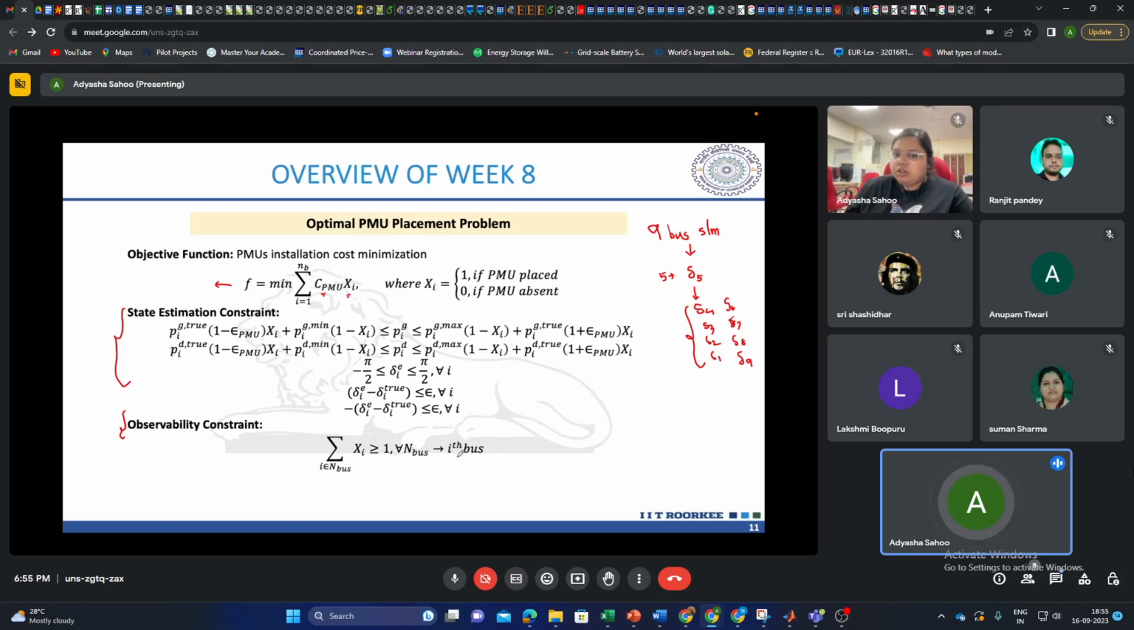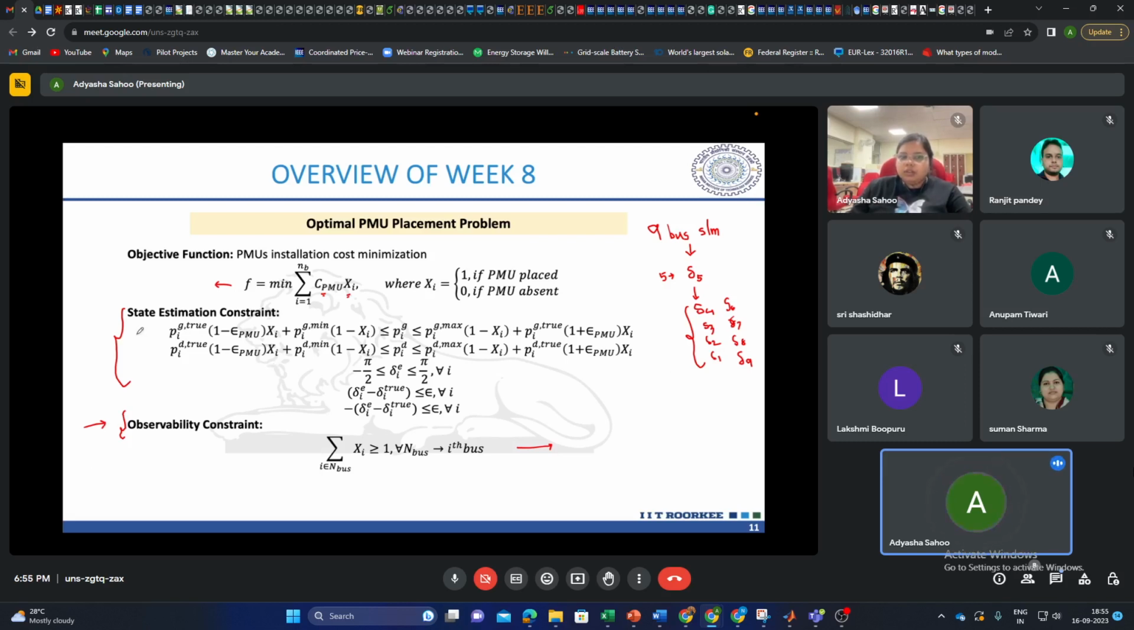So without this constraint, what would happen is, it will always give the minimum number as 0, no? It will tell you don't install at any bus. So imposing this observability constraint is important. Obviously we want the minimum number, but using that minimum number your goal should be achieved, and your goal is to find the state of the system at all buses. So for that, this observability constraint is important.